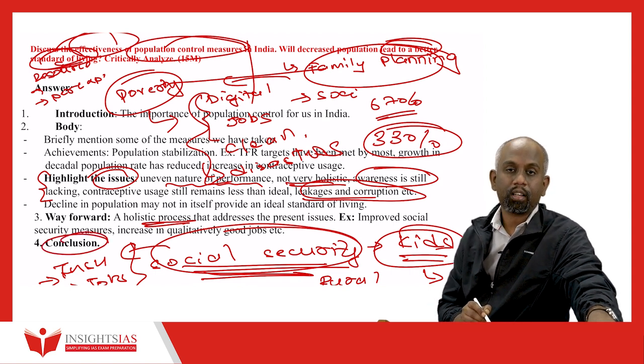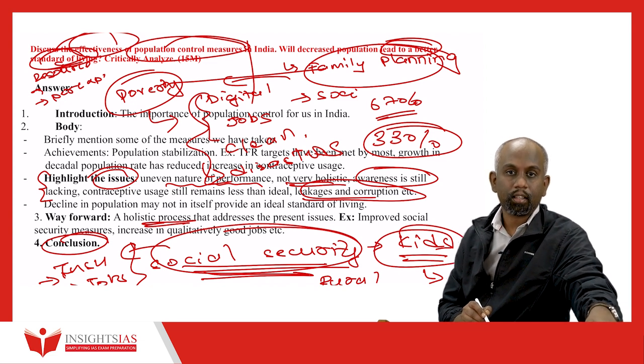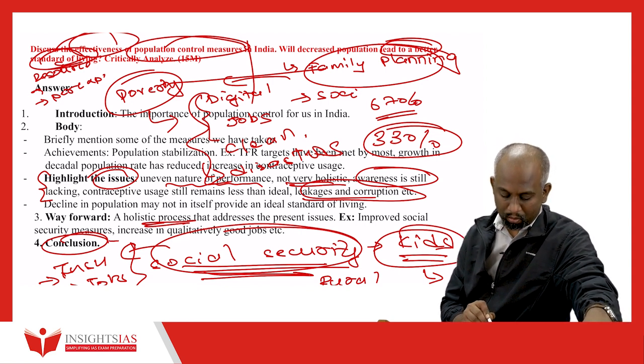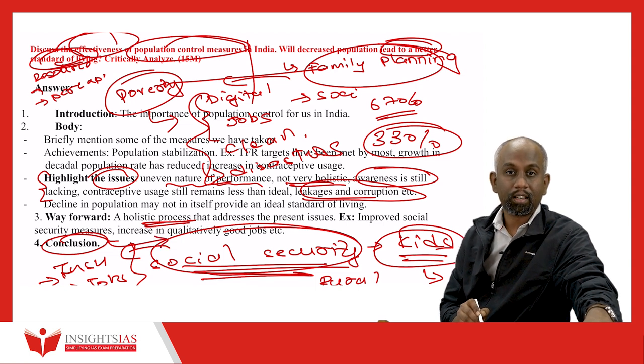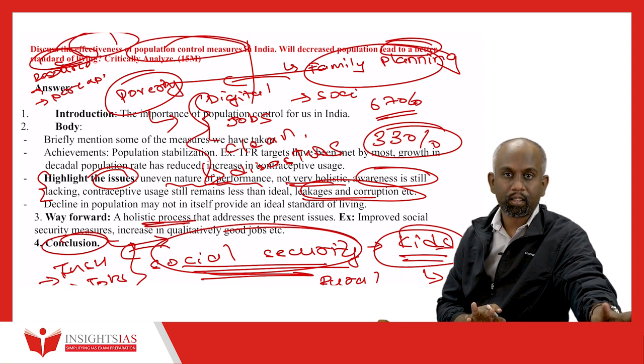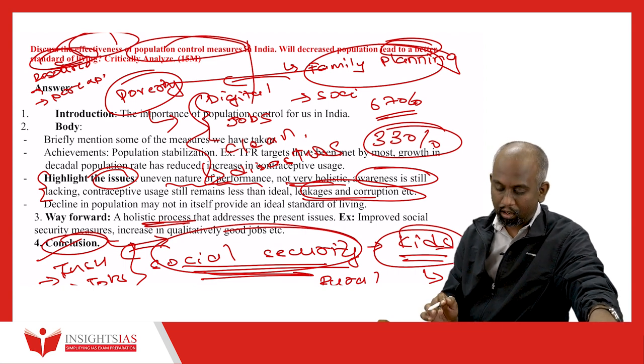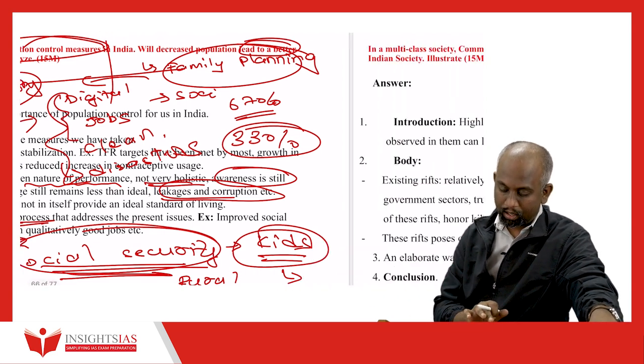Conclusion. Population control in India should be renewed and revitalized by bringing appropriate changes in the current existing mechanism so as to achieve sustainable and inclusive growth. If you give an optimistic conclusion based on reality, that is more than enough. Let us now move on and discuss the next question.